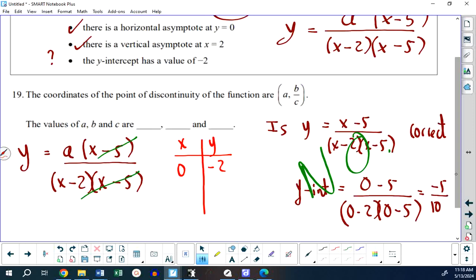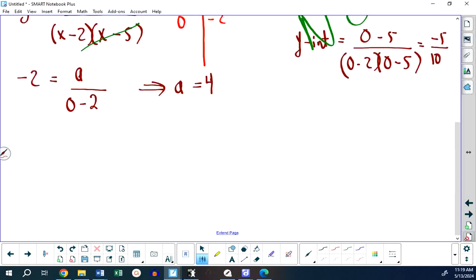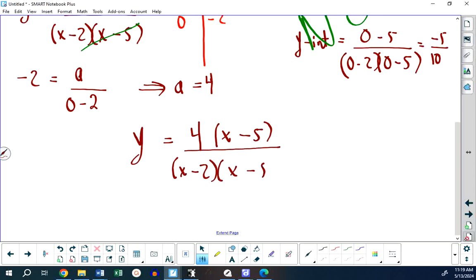This is a monster of a question. Like, after we find a, we're still not done, right? So I put in the y-intercept, I put in the y-coordinate of -2, I put in 0 for x, and I end up with -2 equals a over -2. When I multiply both sides by -2, I get, finally, the function. Y equals a, which is 4, times the x minus 5 over the x minus 2, x minus 5.